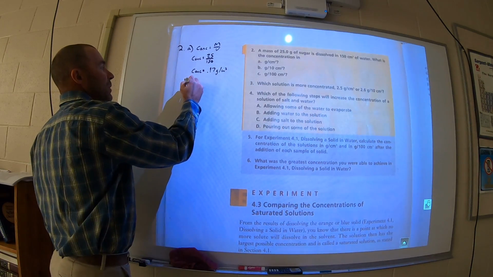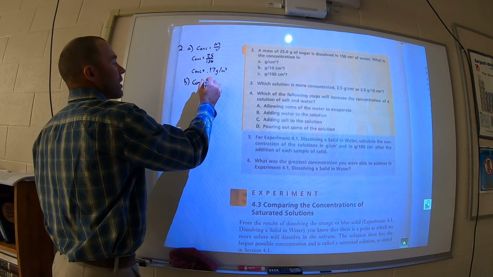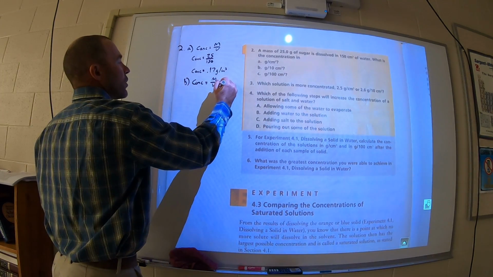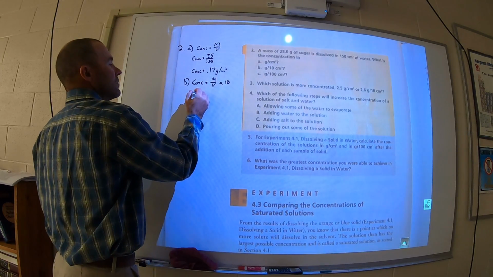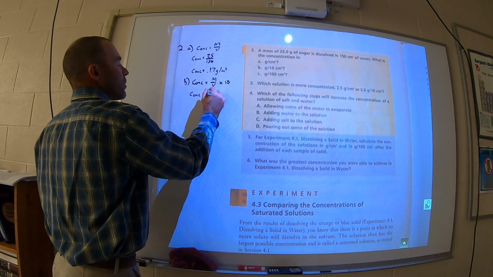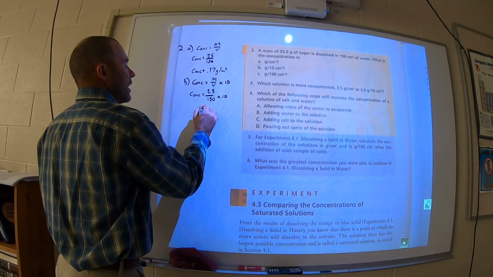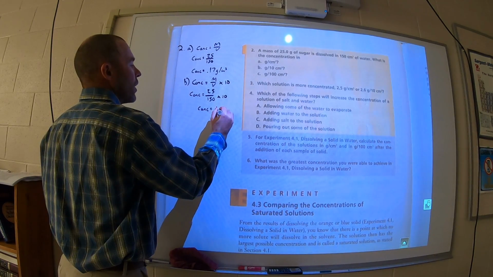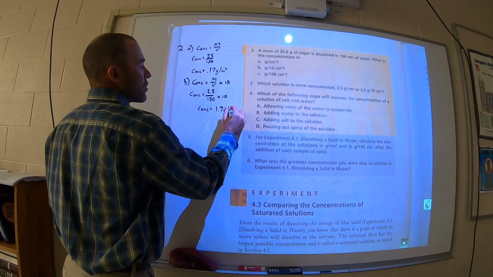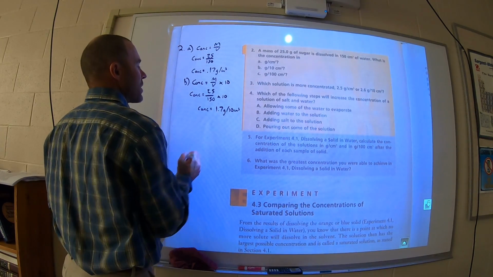Then on letter B, it's grams per 10. So to find grams per 10, we're going to take mass divided by volume times 10. So concentration is equal to 25 divided by 150 times 10, and you end up with a concentration of 1.7. Now the units are grams per 10 cubic centimeters.